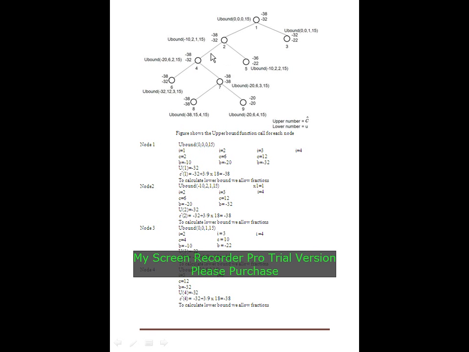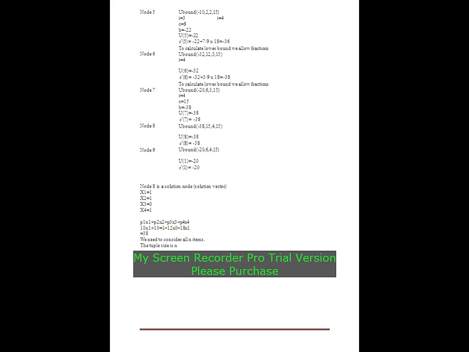1 expanded, 1 included, 2 included, not including 3, 4 included. So inclusion can be represented with 1, exclusion can be represented with 0. So x1 is included, x2 is included, but x3 is not included, x4 is included. So the profit is P1 x1 plus P2 x2 plus P3 x3 plus P4 x4, that is 10 into 1 plus 10 into 1 plus 12 into 0 plus 18 into 1, that is equal to 38. So we need to consider all n items but excluding 3.